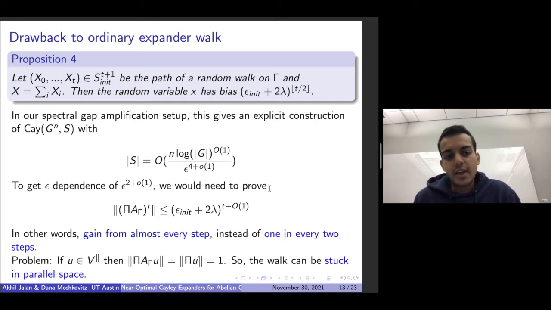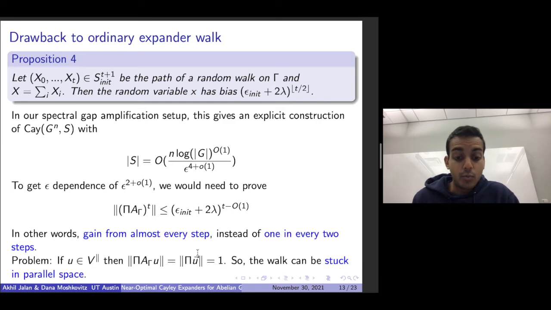What that means is that you would need to show that in almost every step of the random walk, the bias shrinks. The problem is that this is just not true. If you consider a vector u that's in parallel space, then within one step, the bias could be exactly the same, because first you multiply by A, and the eigenvalue is 1, so u is the same. Now if you multiply by pi, what you get is just a vector whose entries are all roots of unity, and so obviously its norm will just be 1. So the walk can get stuck in parallel space, and the ordinary expander walk will not work.